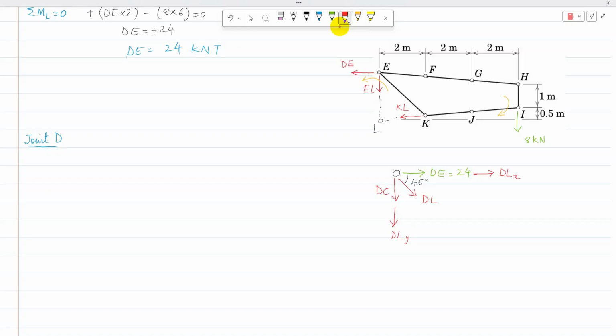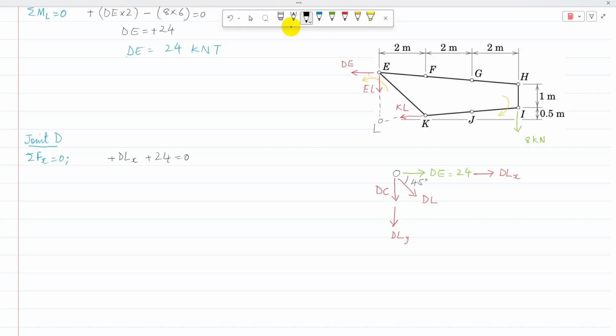Now I can go for either sigma Fx equal to 0 or sigma Fy equal to 0, but along the x-axis I have only one unknown. So at joint D, I can go for sigma Fx equal to 0. DLx is towards the right, so that is positive: DLx plus 24 is equal to 0.